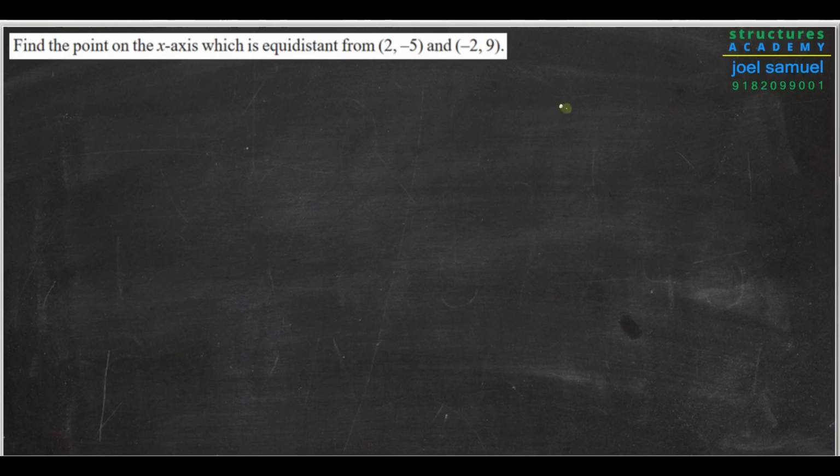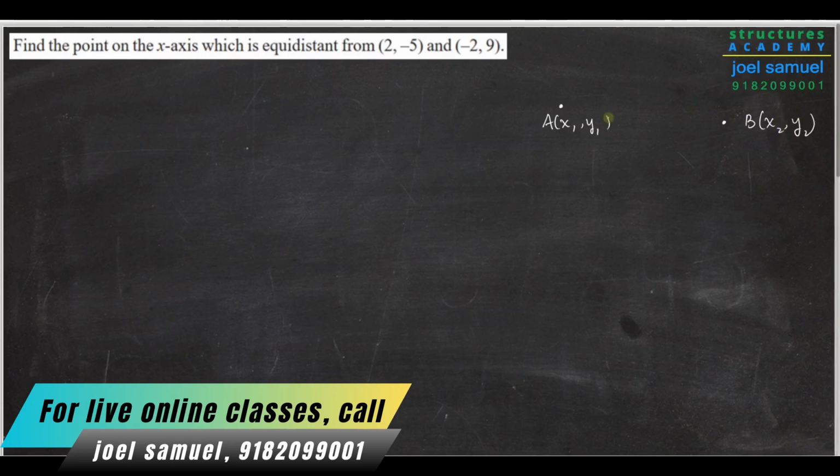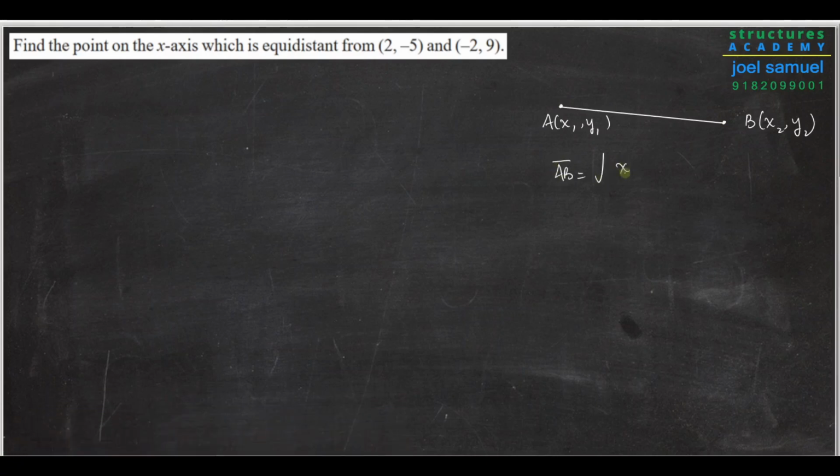If there are 2 points, let's say A has coordinates (x1, y1), and there is another point B with coordinates (x2, y2), then the distance between points A and B is given by the square root of (x2 minus x1) whole square plus (y2 minus y1) whole square, and this is called the distance formula.